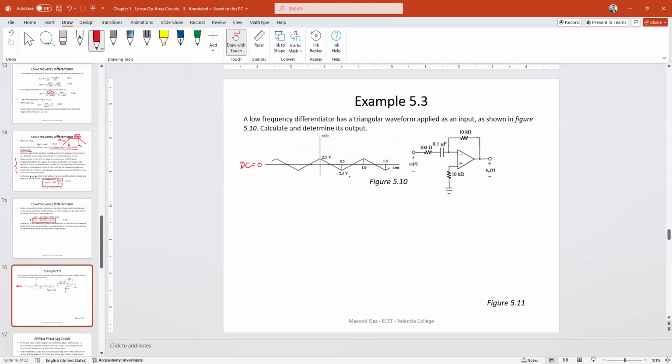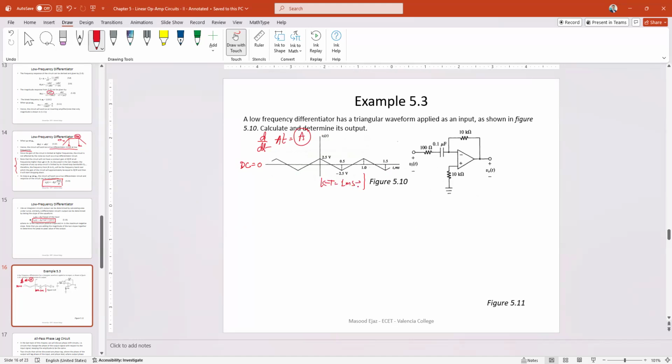We know the AC component shape is going to be what? Since the input is a triangular waveform, a ramp signal, an AT signal, when you take the differentiation of AT, you're going to get A. So it's a constant value. It's going to be a square wave, a constant square wave at the output. And what will be the peak-to-peak value of that? So we have, again, the time period is 1 millisecond right here.